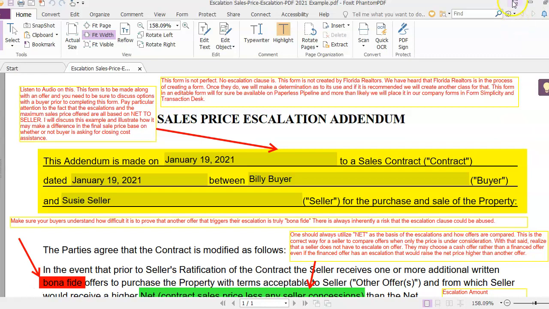Here are a couple of things I want to point out. We're going to make this available through Paperless Pipeline under the optional contract forms. I'll show you where that is at the end. It's populatable, so you can edit it and fill it in. It will also be up on Form Simplicity and Transaction Desk eventually. We have to wait for them to load it for us, but they will be there under company-wide forms.